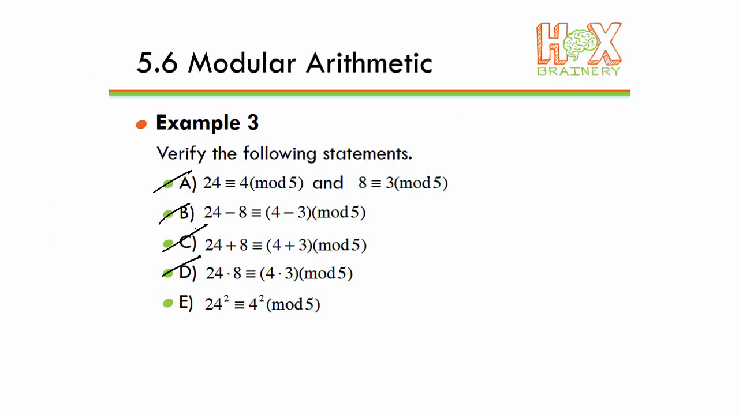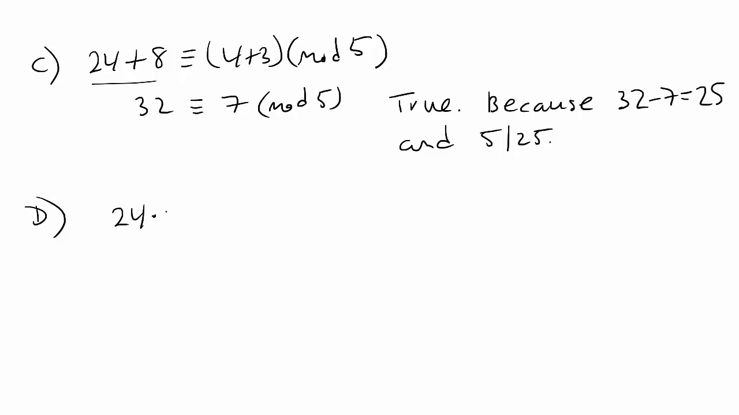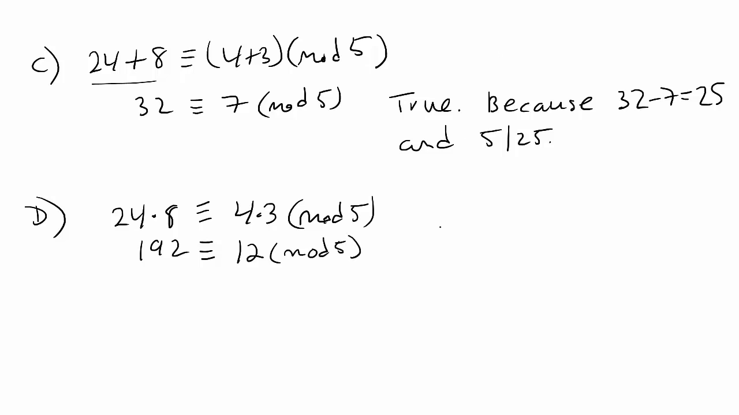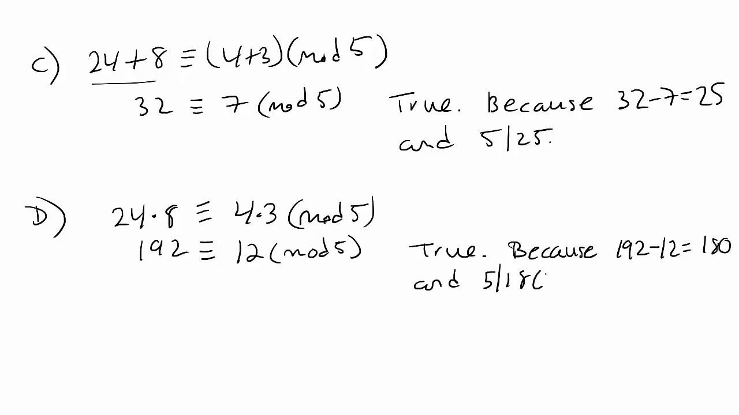Part D, multiplication. So we have 24 times 8, is that congruent to 4 times 3 mod 5, right? And that previous theorem would tell us these are true. This is a true congruence, but we're verifying it. So 24 times 8, that's 192. Is that congruent to 12 mod 5? And this is true because 192 minus 12 is 180, and 5 divides 180.